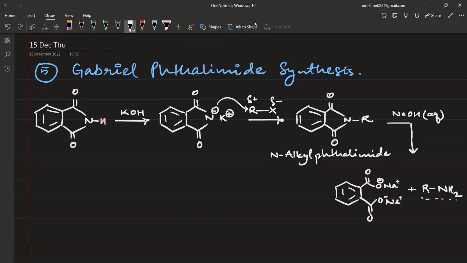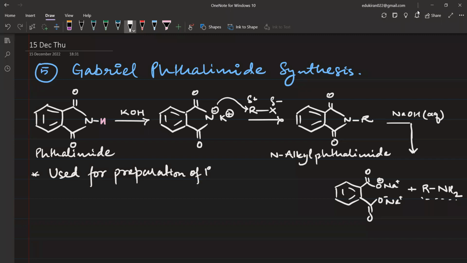So write about the Gabriel synthesis. This is phthalimide. This is used for preparation of one-degree amine.